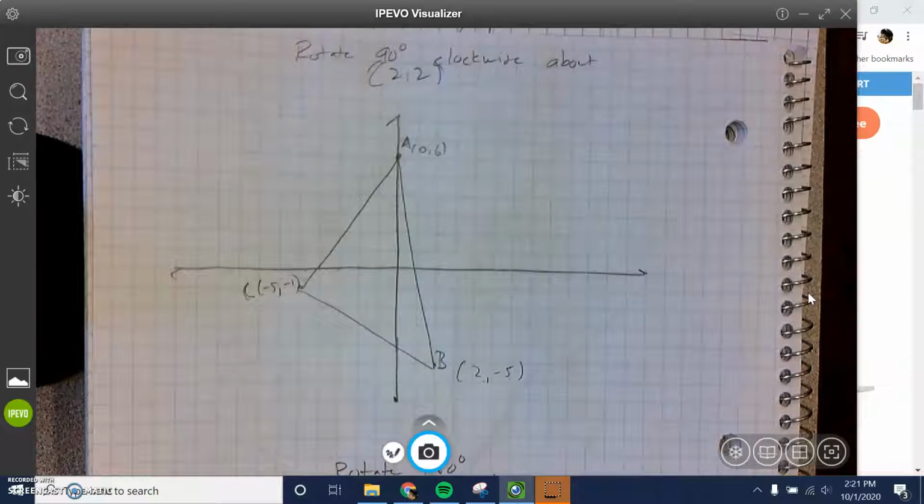Okay, go ahead and rotate 90 degrees clockwise about 2, 2. Go. All right, let's see if you got A prime, B prime, and C prime.